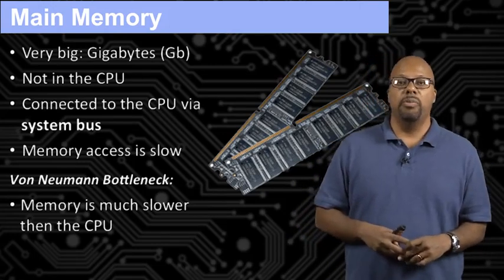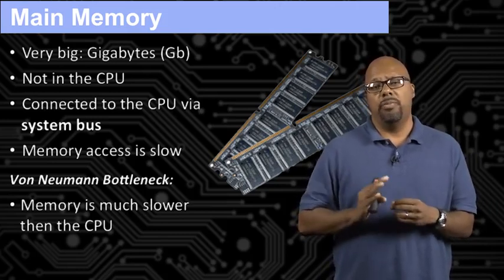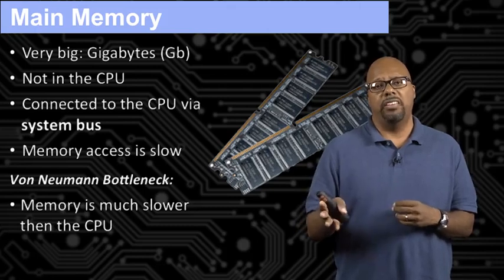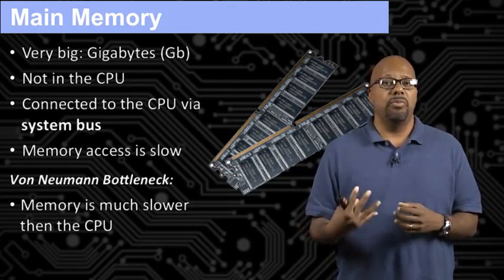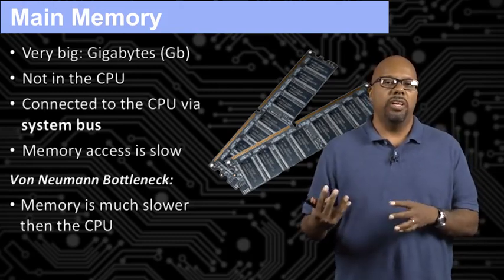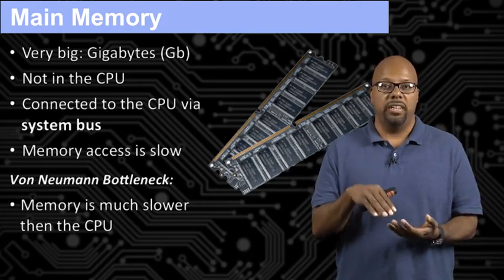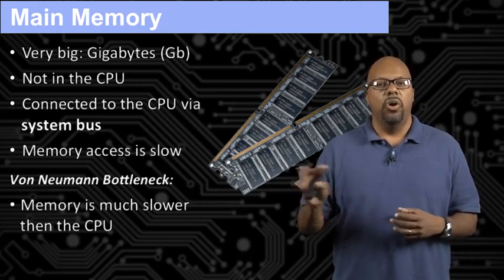And that is why people use caches, to avoid this von Neumann bottleneck. The von Neumann bottleneck is the bottleneck to accessing main memory. It's the fact that the memory is much slower than the processor. So to avoid that, you basically use the cache. You try to rely on the cache and the registers as much as you can, so that you don't have to go to main memory.